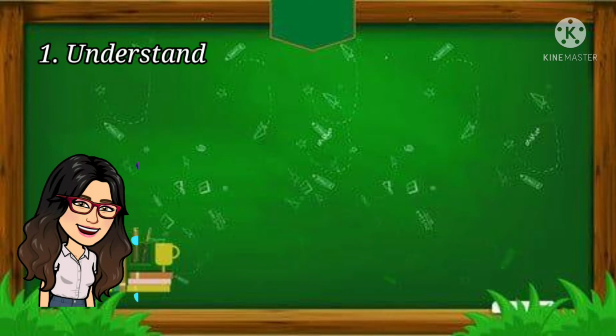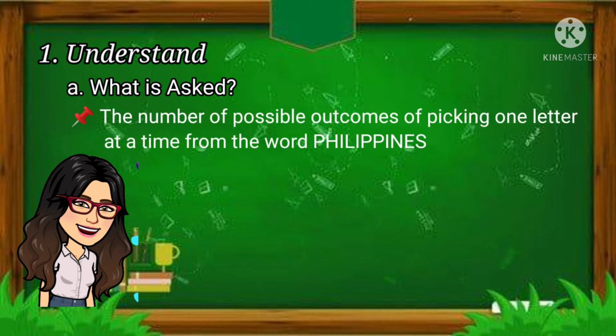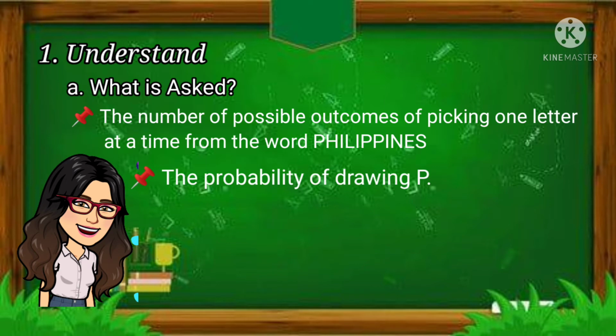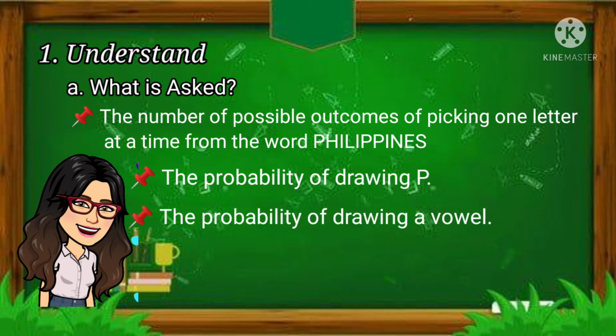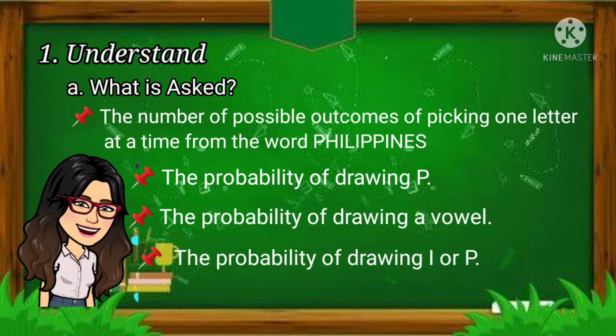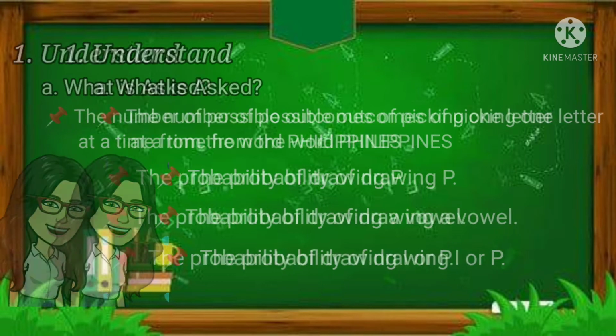First, we should understand the problem. We should know what is being asked. Ano nga ba ang tinatanong sa problem? Okay, it is the number of possible outcomes of picking one letter at a time from the word Philippines. Another question is the probability of drawing P, the next one is the probability of drawing a vowel, and lastly, the probability of drawing I or P.